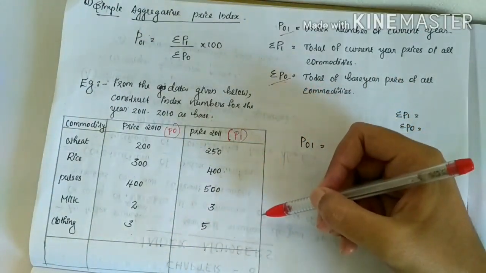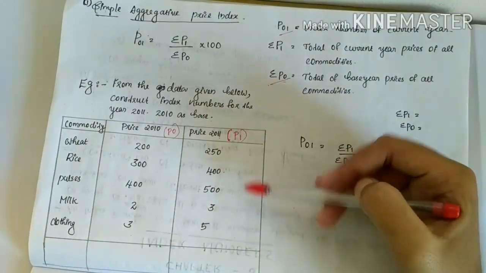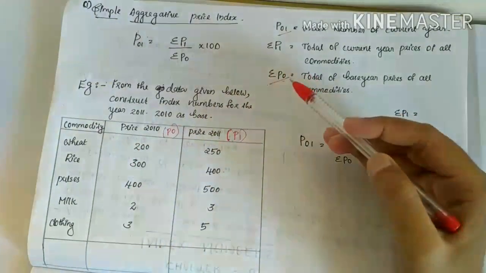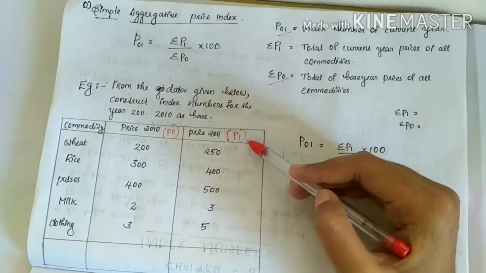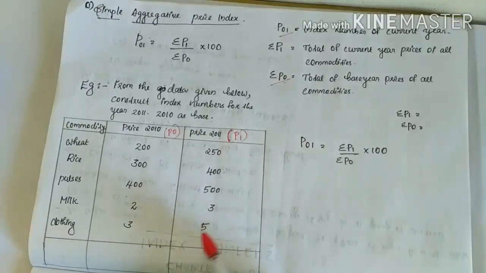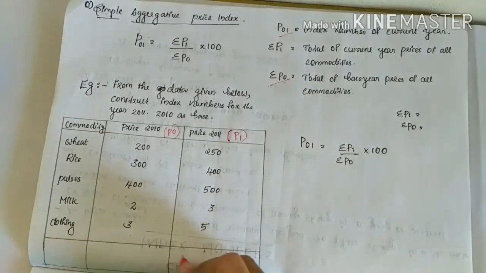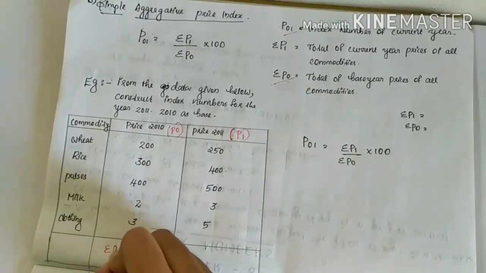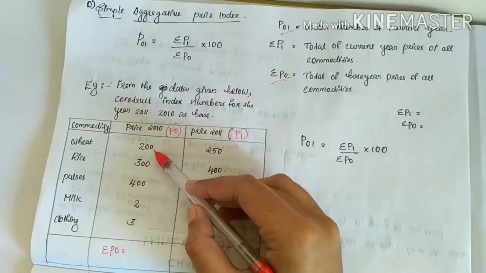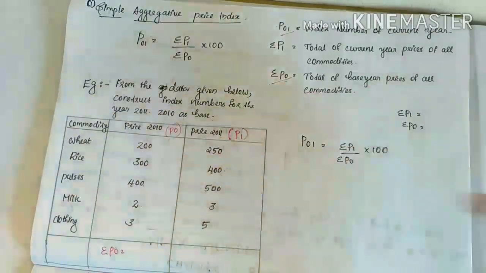The first procedure for constructing an index number is to identify P0 and P1. Here, two years are given, one current year and one base year. The current year price is denoted as P1 and the base year price is denoted as P0. After finding the current year and base year, the next step is to calculate sigma P0. What is sigma P0? The total of this column, that is 200 plus 300 plus 400 plus 2 plus 3.